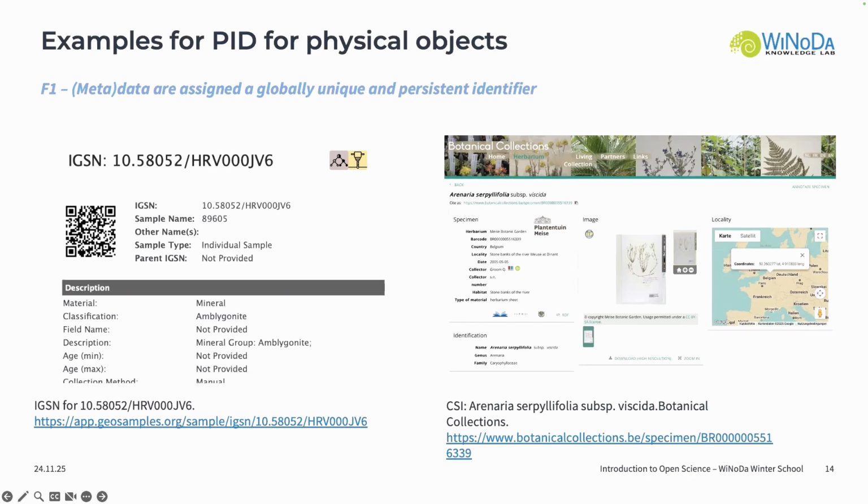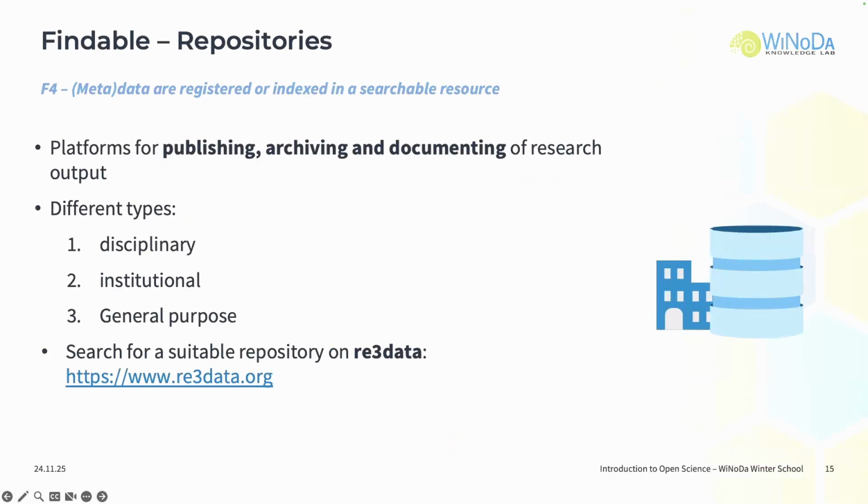A second central infrastructure for findability are repositories, and those are platforms for archiving, documenting, and publishing all types of research output, and that of course includes data. In the context of open science, they enable access, at least for all people that have an internet connection, reusability, and information sharing. There are different types of repositories, disciplinary ones, institutional ones, generic ones, and which one to choose depends on different criteria and what you want to do with the data.